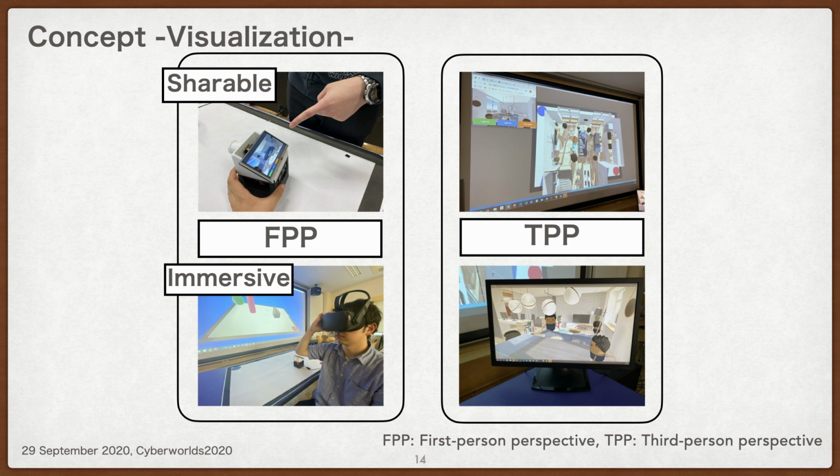Next, we will explain the concept of the visualization. For discussions of the spatial design, it is necessary to use both the first and third person perspectives. In this workspace, we can use multiple FPPs and TPPs using several kinds of displays.